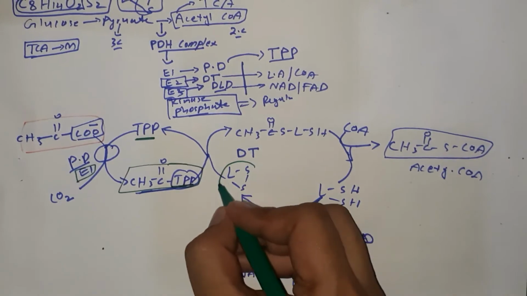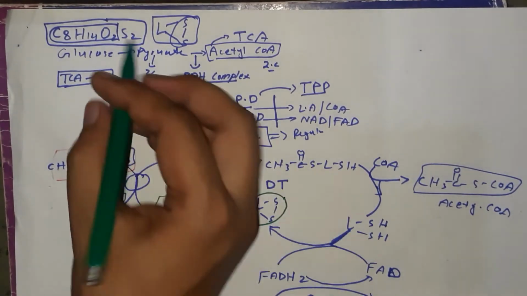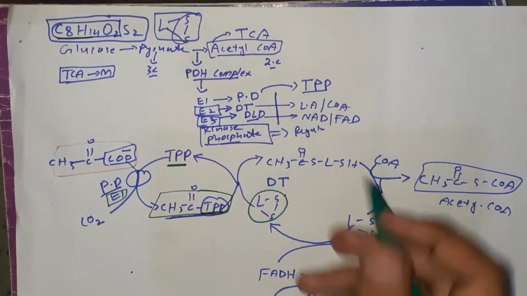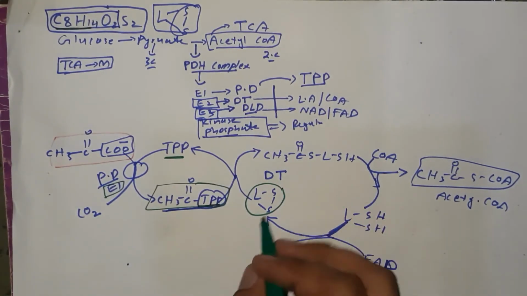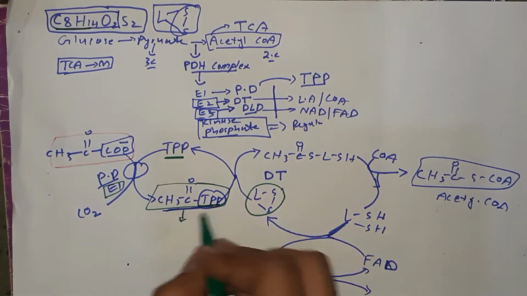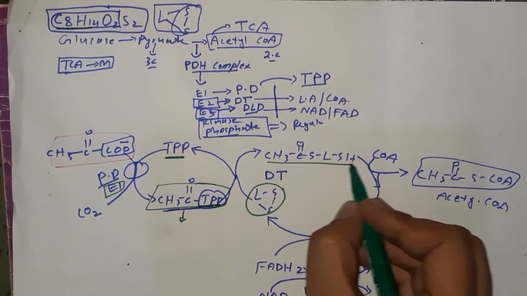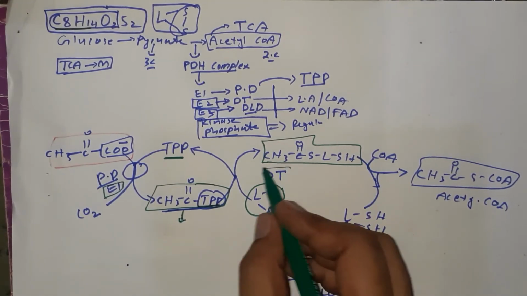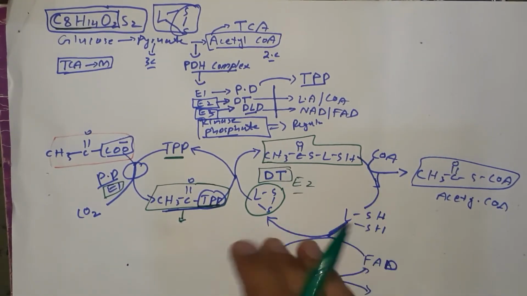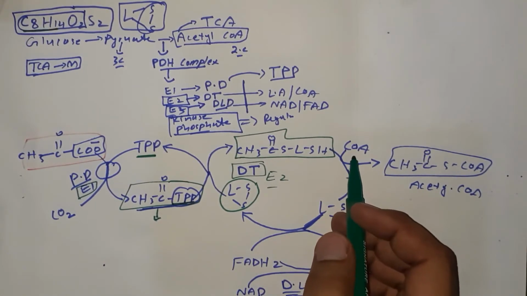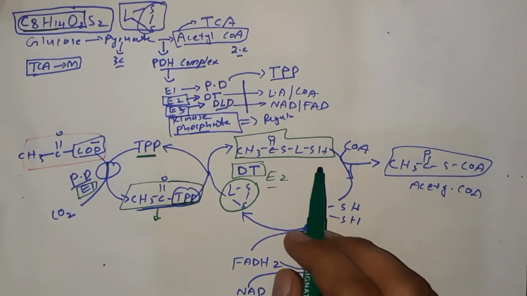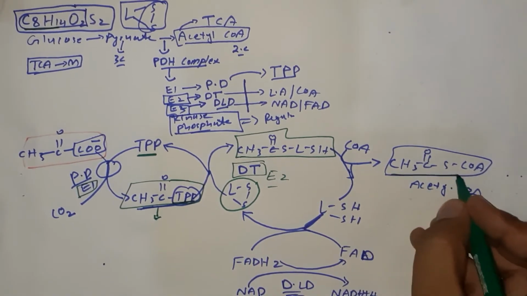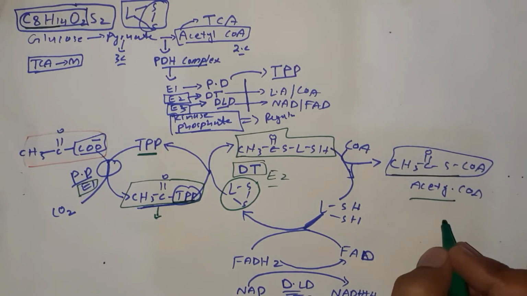Next, lipoic acid, which has the chemical formula C8H14O2, but for the sake of convenience we replace it with L and write it in simplified form. This lipoic acid reacted with this intermediate and a new intermediate was formed, which is written here. This reaction was catalyzed by the second enzyme, E2. Then CoA came, the third coenzyme of this PDH complex, and it reacted with this intermediate and got converted into acetyl CoA, the required product of the reaction.